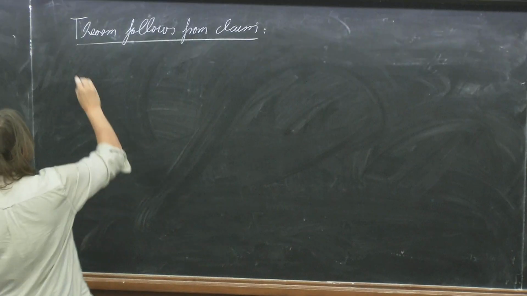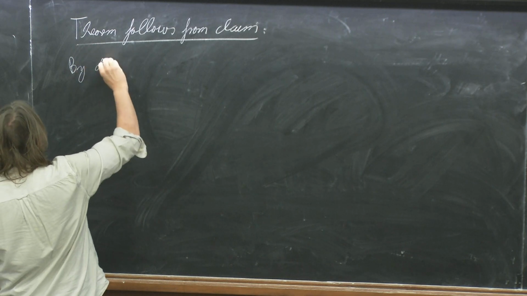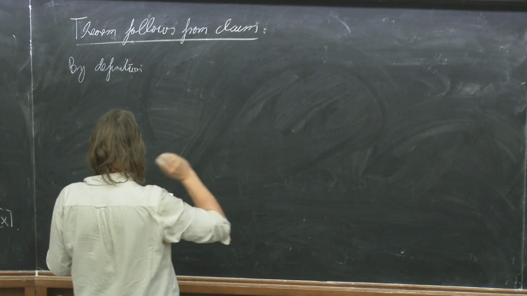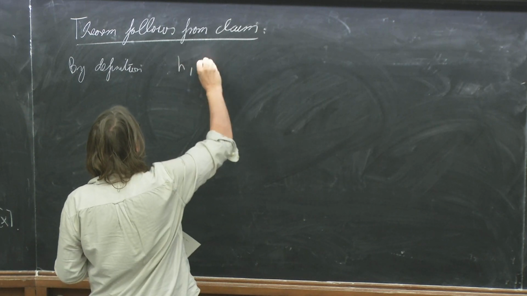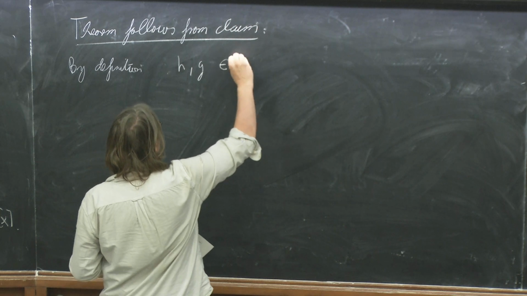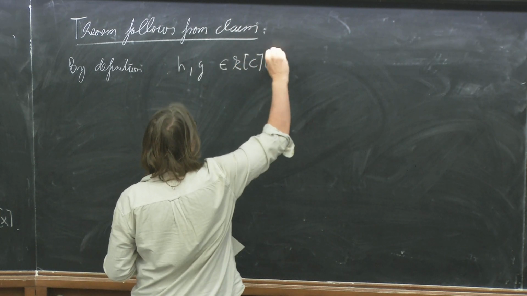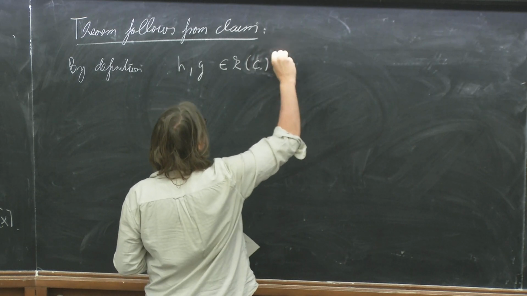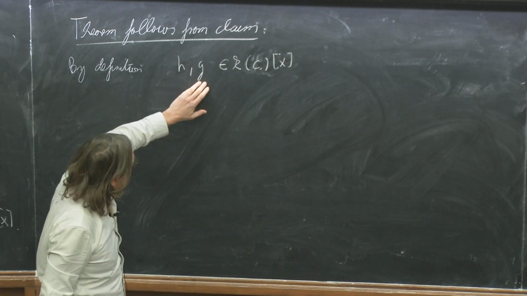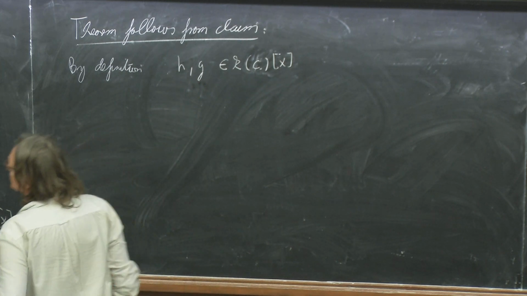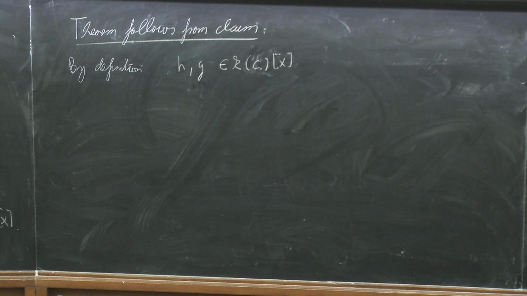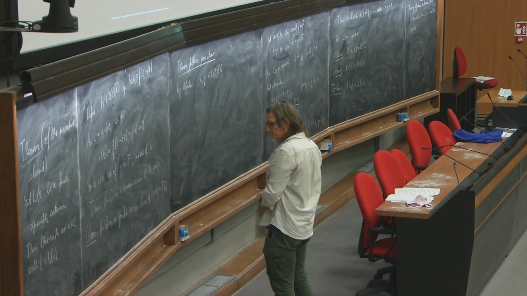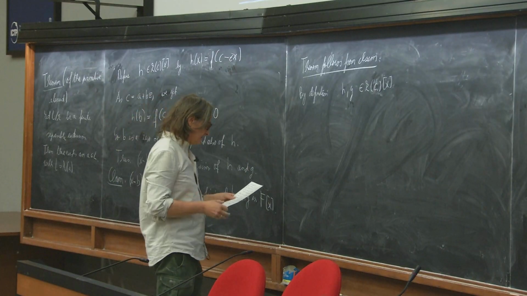So we have, by definition, that G and H are both elements, polynomials with coefficients. G was actually a polynomial with coefficients in K, and H, by its definition, is a polynomial in Kc of X.